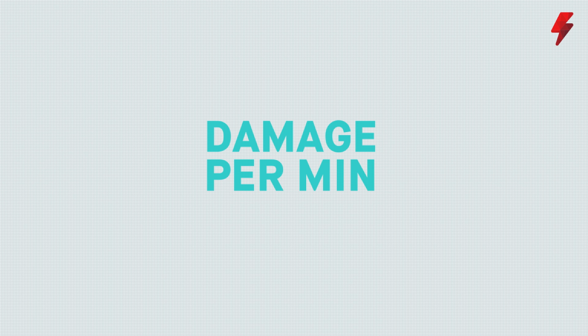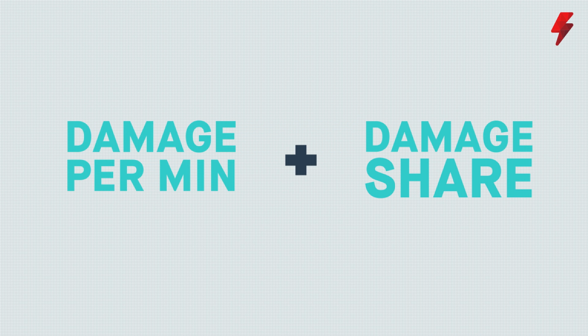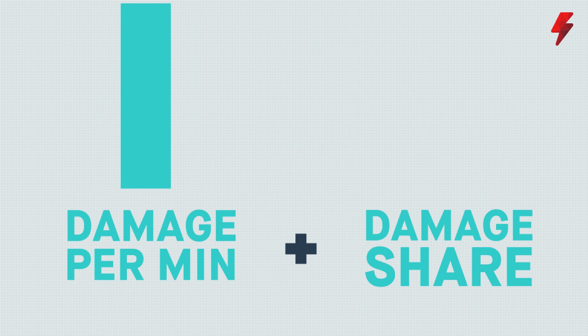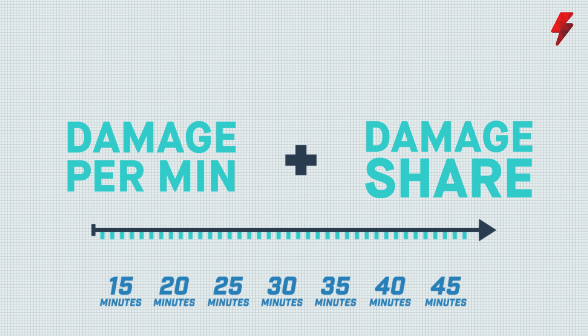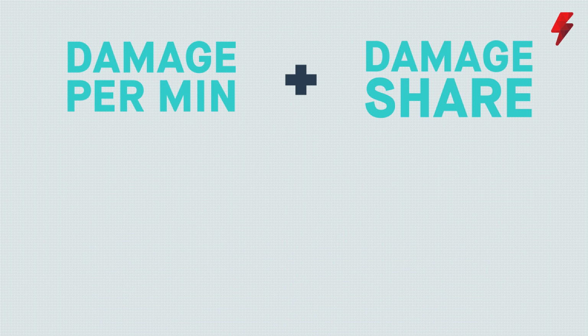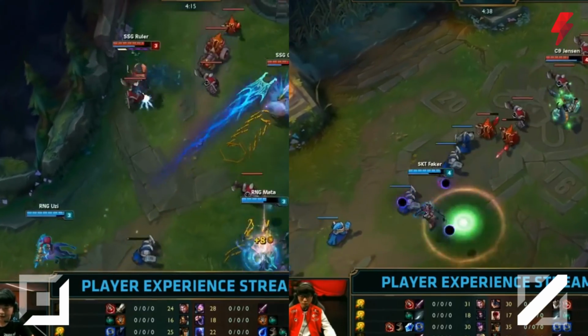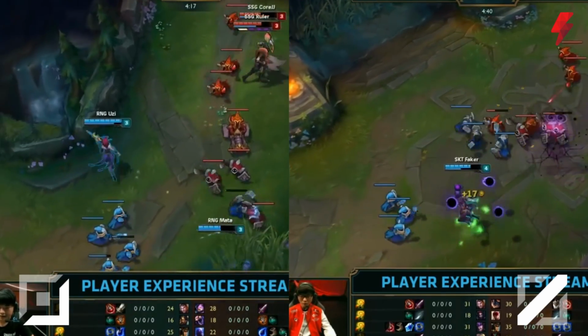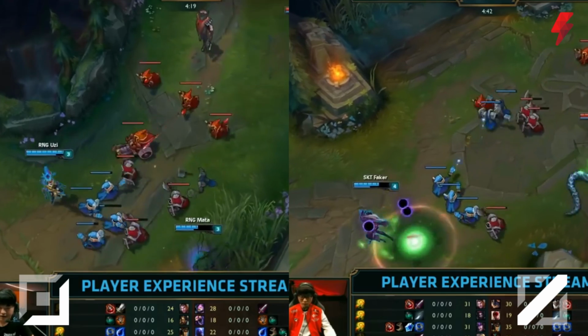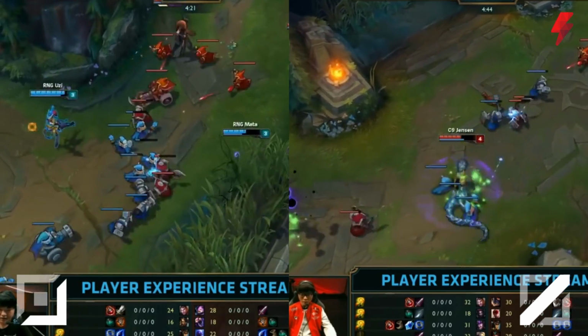When possible, it's best to look at damage per minute or DPM and damage share together. For example, a high DPM with low damage share means the whole team's DPMs are probably inflated by game length and frequent fighting. Damage stats are most useful in determining the impact of carry roles like mid and ADC, who are often the main damage dealers. Before we read into the numbers for our mid laners, let's identify potential champion biases.